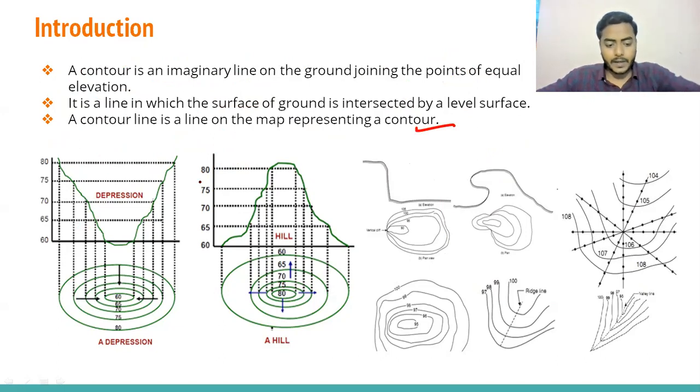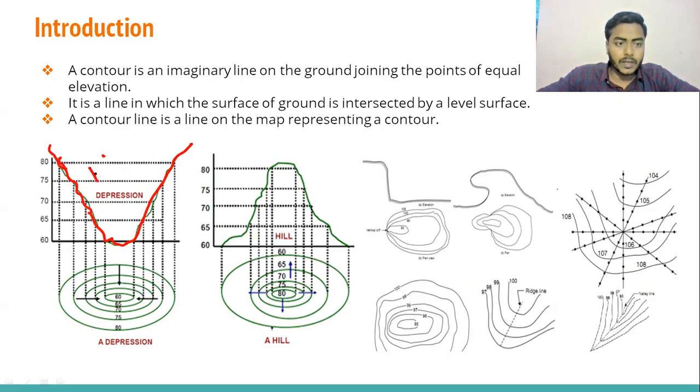Now you can see in the figure, this is the actual ground. You can understand it like a pond. This is the actual ground. So now obviously this point's elevation is 80 meter. Suppose this data is in meter. This point is 75 meter. This point is 70 meter. This point is 65 meter. This point is 60 meter. Again, you come to this point, it is 65, 70, 75, 80.